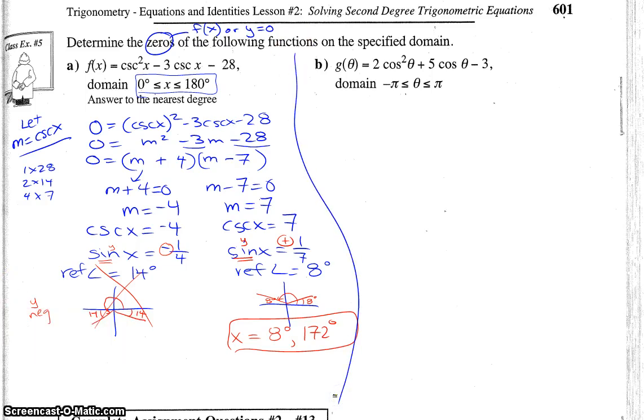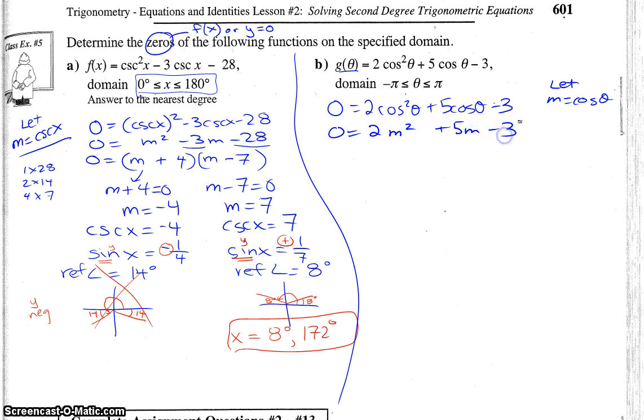Okay, we have g of theta. So when we're finding zeros, we want to set y, or in this case, g of theta equal to 0. So we would have 2 cos squared theta plus 5 cos theta minus 3. Okay, so it looks like we have a quadratic here, right? Cos squared, cos. So let's replace cos. Let's say let m equal cos theta. So this would become 0 equals 2m squared plus 5m minus 3. Okay, so we're going to factor that. Whatever method you find works best for you, you should factor it that way.